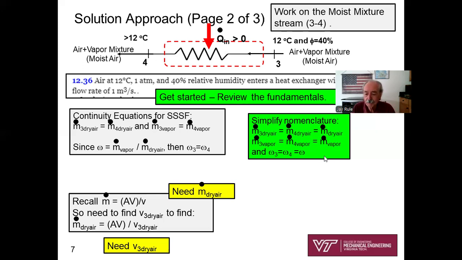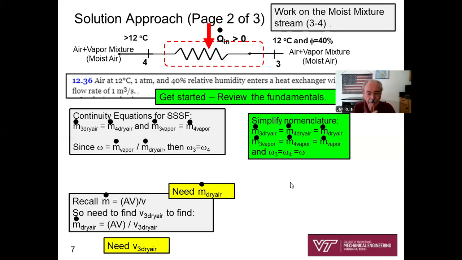And so we're going to simplify our nomenclature to say we've just got m dot of the dry air, since they're the same at 3 and 4, and we've got m dot of the vapor, which are the same at 3 and 4. Let's refresh our memory on humidity ratio omega, defined as m dot vapor over m dot of the dry air. And so you can satisfy yourselves that omega 3 equals omega 4. Humidity ratio is constant. So for this process 3 to 4, this is a constant humidity ratio process.